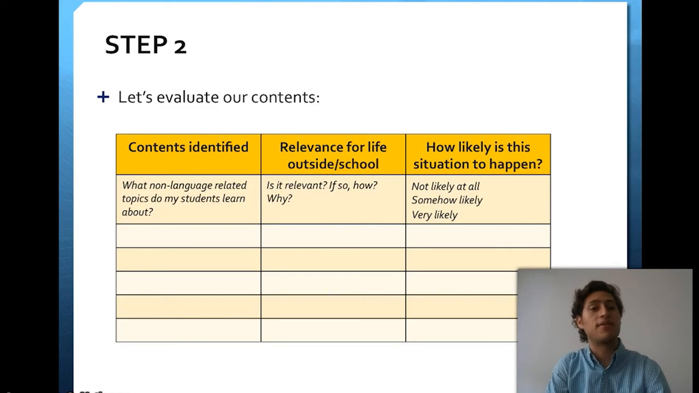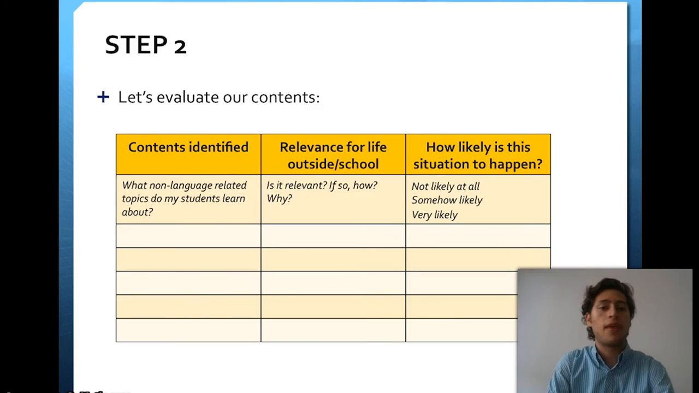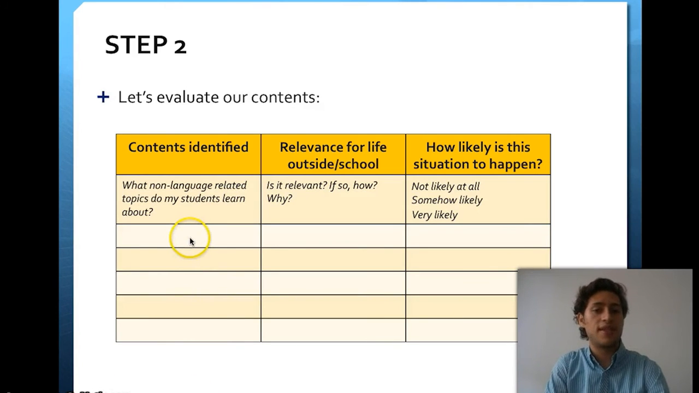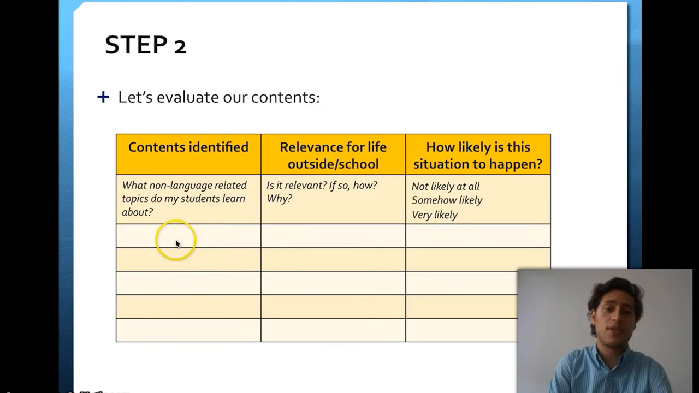That's not the end, because the following step is to evaluate these contents. So you are going to fill up this chart, you are going to write the 10 contents or the 10 topics that you identified, and in order to do that you can ask yourself this question: what non-language related topics do my students learn about? So here is the space for the 10 contents.